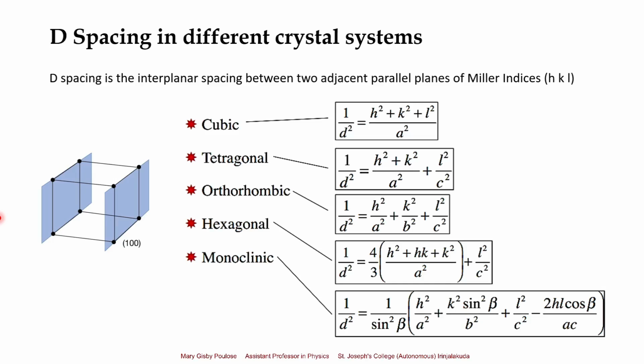Now in the hexagonal crystal system, 1 by d square is equal to 4 by 3 times h square plus hk plus k square by a square, plus l square by c square. In the monoclinic system, we have 1 by d square is equal to 1 by sine square beta, whole into h square by a square plus k square sine square beta by b square plus l square by c square minus 2hl cos beta by ac. That's all for today's session.